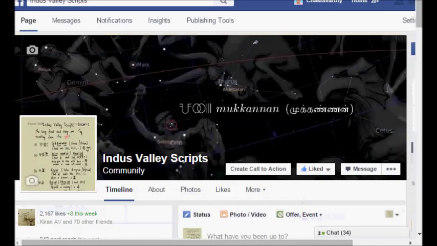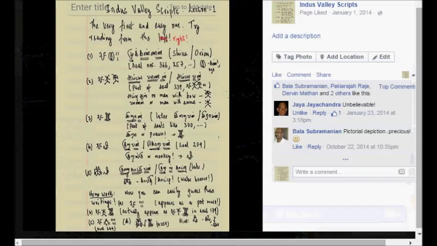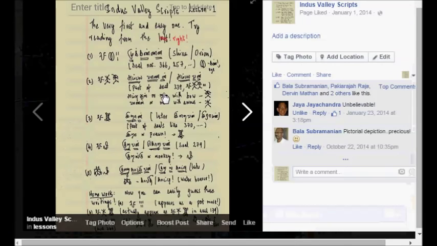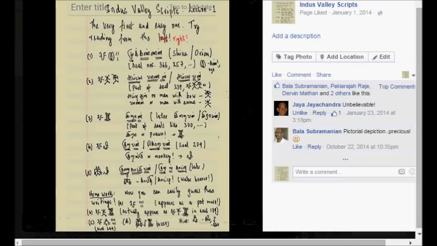This is the Indus Valley Scripts page. You will see that Indus Valley Script is nothing but Tamil. Actually, it is Sangam Tamil. Many of these lessons are already posted here. In this video lecture, I'll try to explain some of these lessons. For example, lesson 1 is posted as a picture page here. So I'll try to explain these lessons in more detail.